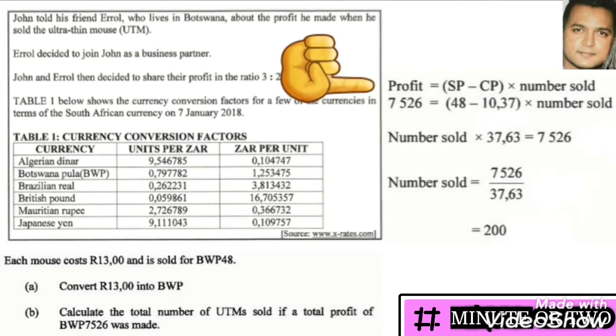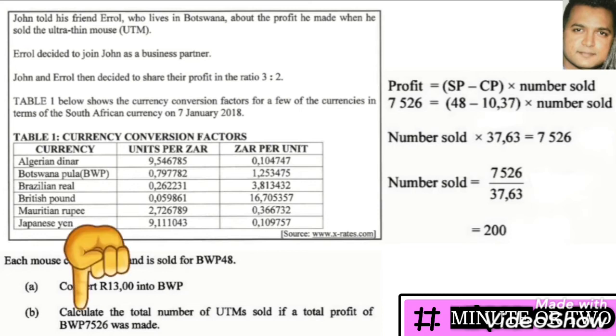If we had to put this understanding into a formula, we'd get profit is equal to our selling price minus our cost price times the number of items that we sold. All we need to do now is to substitute within that formula. The profit has been given to us in the question of 7526 Botswana pula.